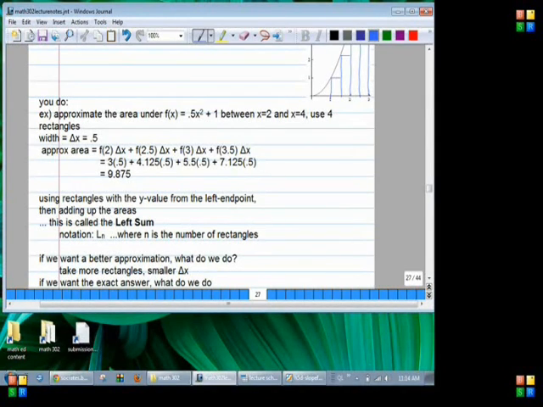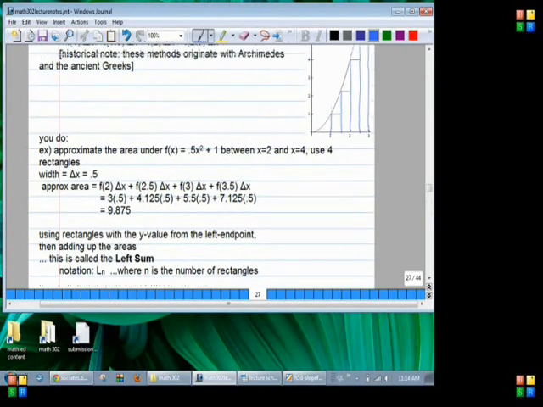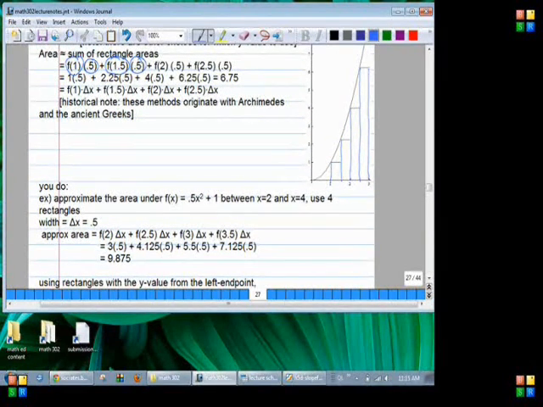So, just to illustrate the point a little better, let's go back to this picture. What I could do is add in these rectangles. So now, instead of having 4 rectangles, I'm going to have 8 rectangles.